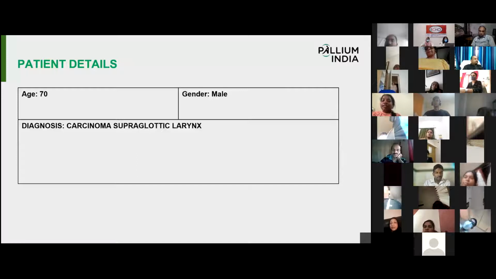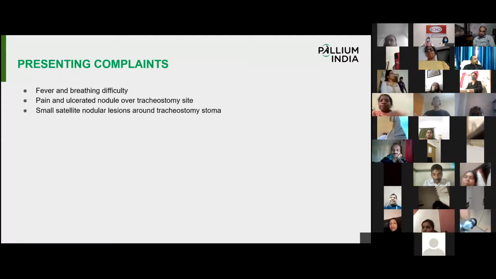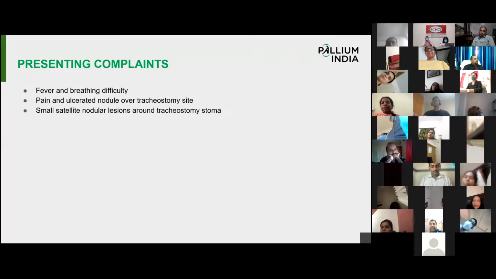I'm presenting a diagnosed case of carcinoma supraglottic larynx, a 70-year-old male who presented with complaints of fever and breathing difficulty, pain and an ulcerative nodule over the tracheostomy site, and a small satellite nodular lesion around the tracheostomy stoma.